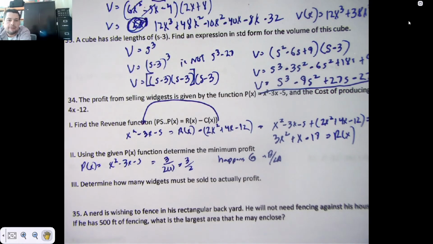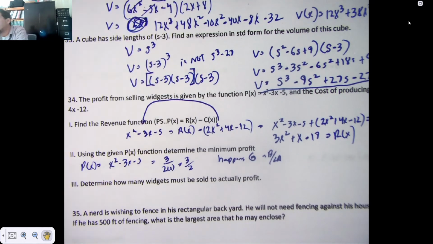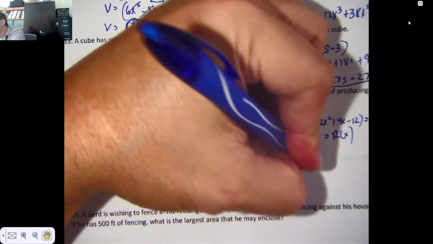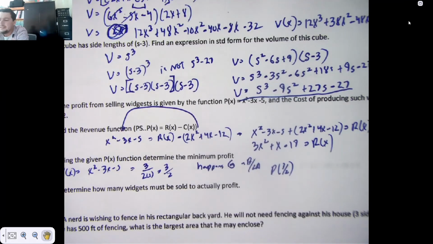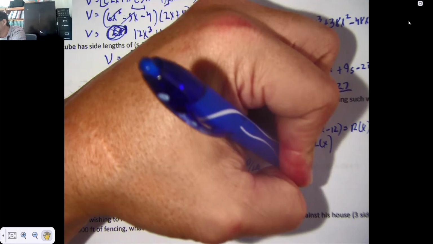That should probably be rounded somehow, but anyways, this is where the minimum profit happens. To find the minimum profit, I plug 3/2 in, the profit at 3/2 of a unit. This might be in millions, okay? It doesn't say. Really should say millions, might be billions, thousands, whatever. That would be a whole number.